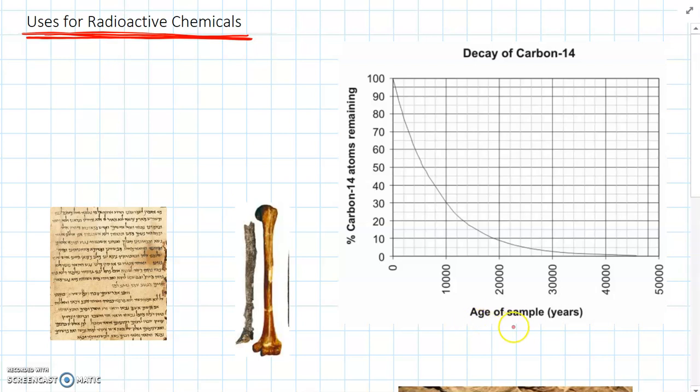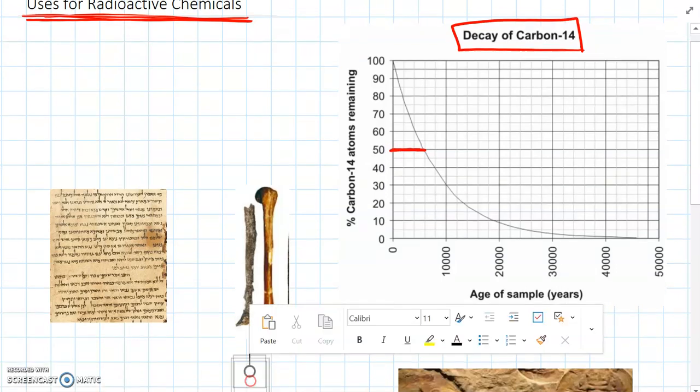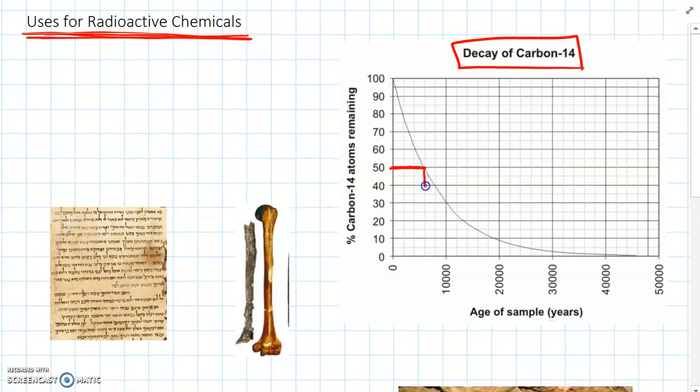So remembering from last video, here's a graph showing the decay of a radioactive element. And this one's showing carbon-14. And remember, we can measure the time it takes for half of those atoms in your carbon-14 to decay, that's called the half-life. So if we follow the graph down from 50%, we can see the half-life of carbon-14 is about 6,000 years. It's actually about 5,700 years.